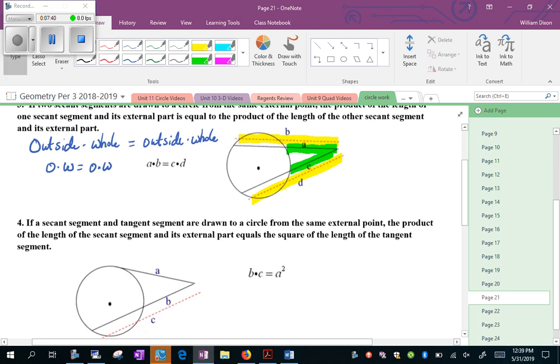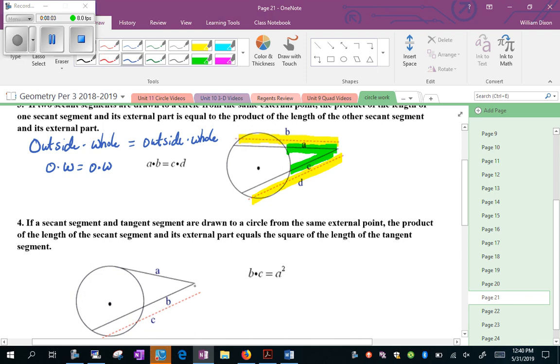The next one says, if a secant segment and tangent segment are drawn to a circle from the same external point, the product of the length of the secant segment and its external part equals the square of the length of the tangent segment. That sounds like a lot, but it's not too bad.